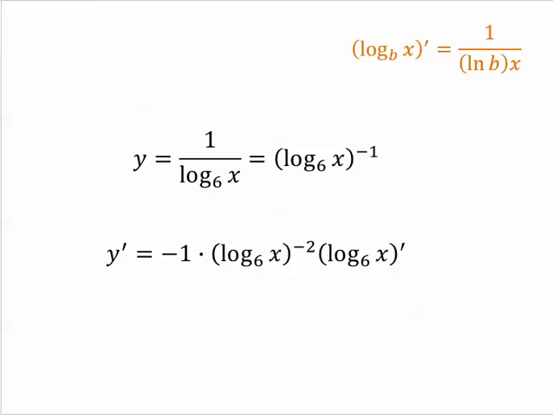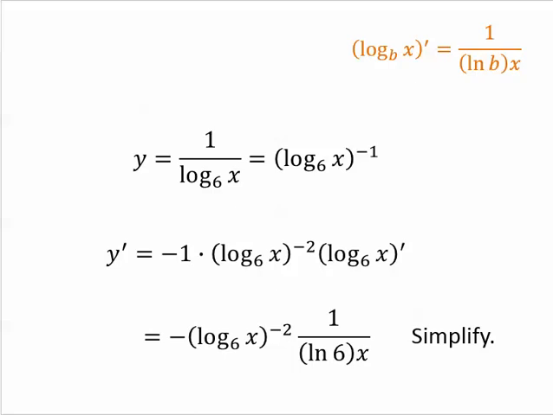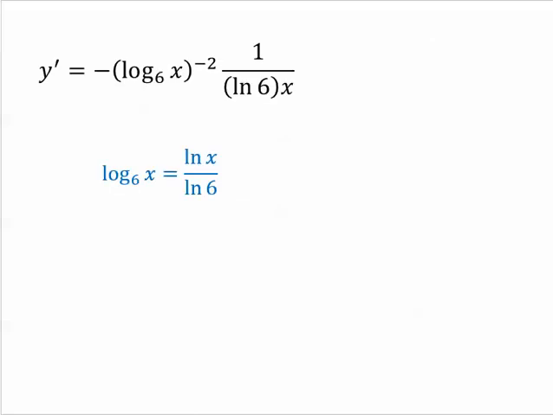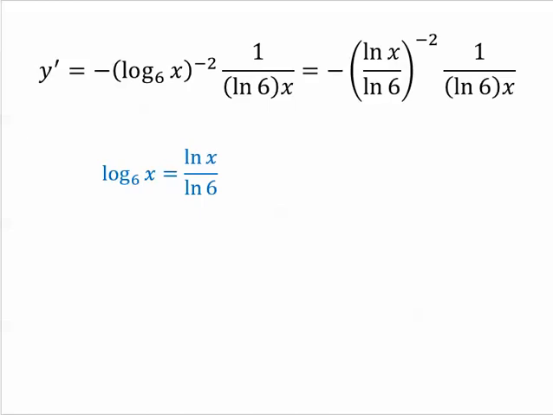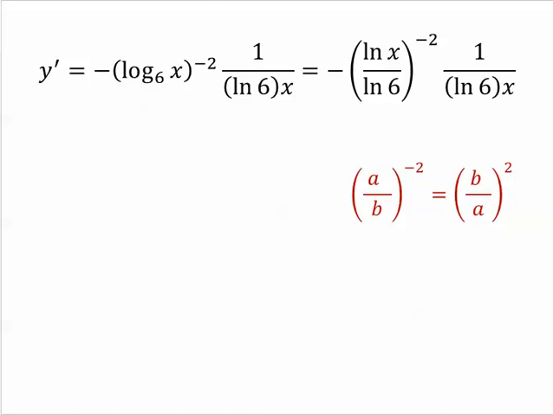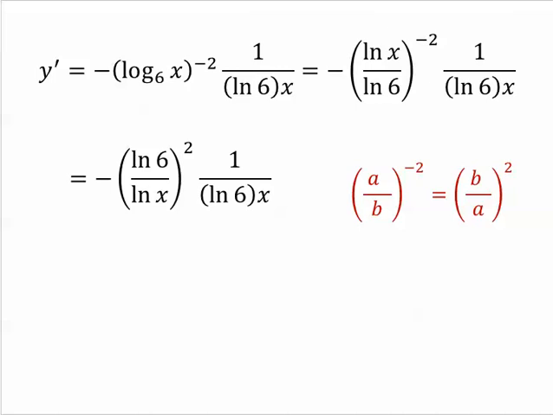Now the derivative of log x base 6, what's that equal to? That's equal to 1 over log 6 times x. We need to simplify this. First, let's use the change of base formula. After we use the change of base formula, let's use the property that a over b to a negative power is b over a now to a positive power. It's a nice little trick, isn't it?